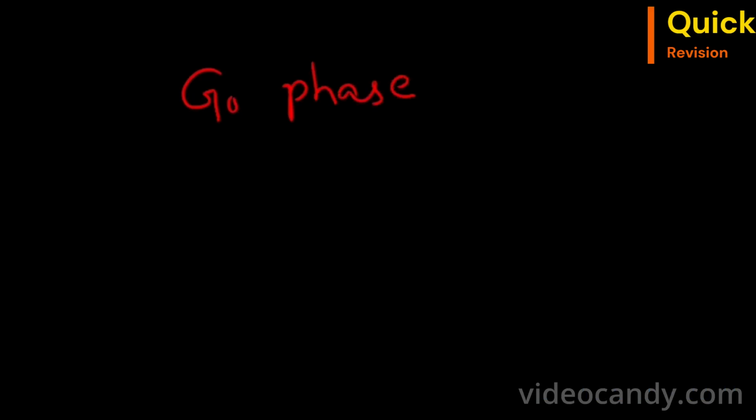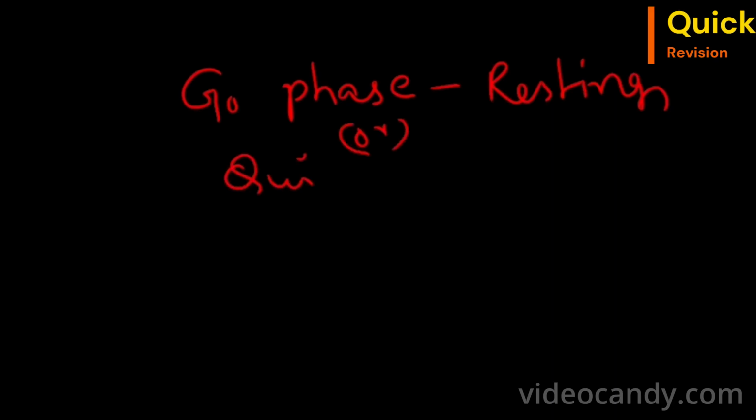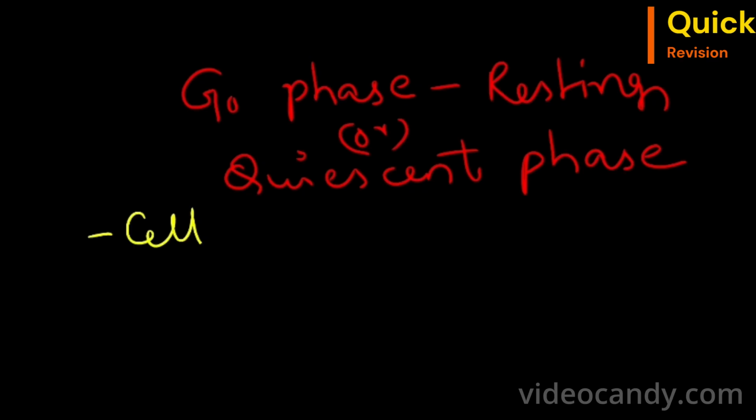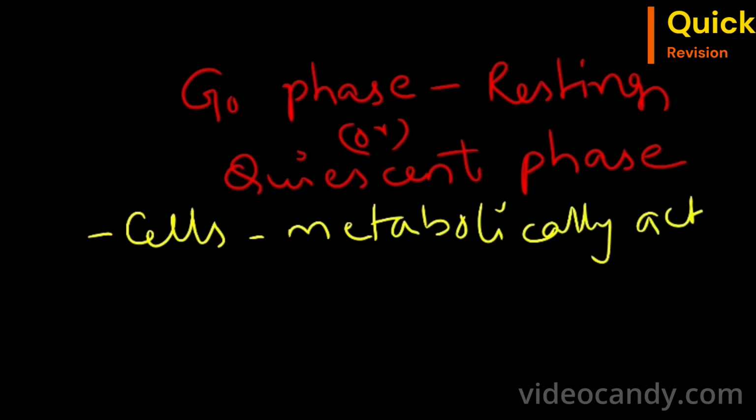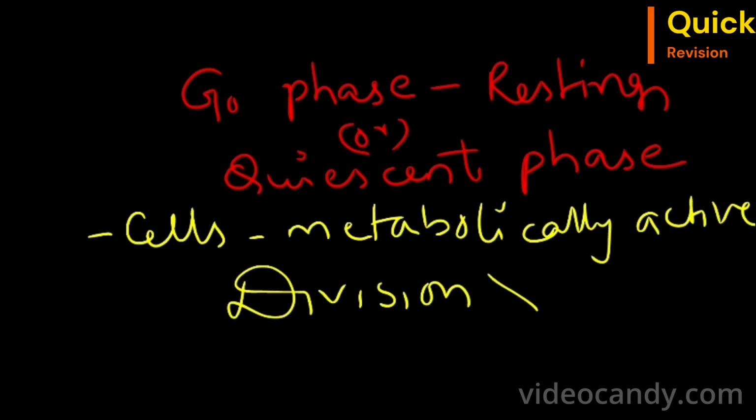G0 phase is basically the resting period of the cell, or we also call it the quiescent phase. That means both are the same. Resting period or quiescent is the same. The thing you have to remember about the G0 phase is that the cells are basically active. They are metabolically active, but they are just not dividing, that's it. So division is not occurring. Just because they are not dividing does not mean they are not active. They are metabolically active, but the division does not occur.